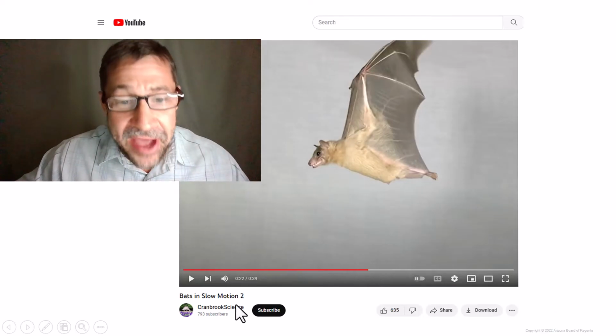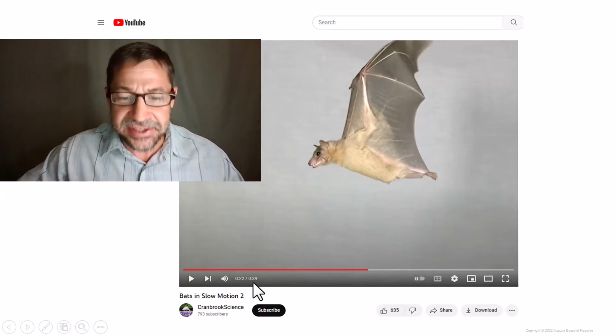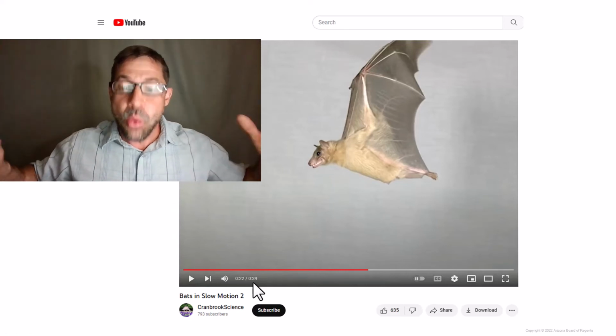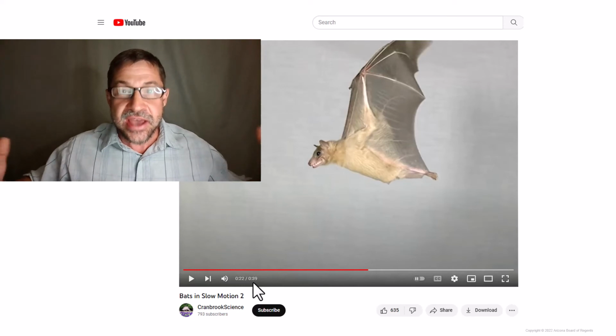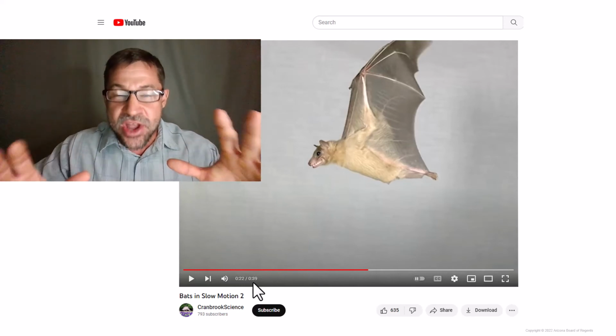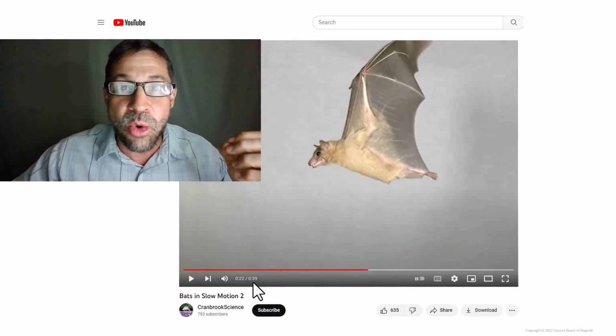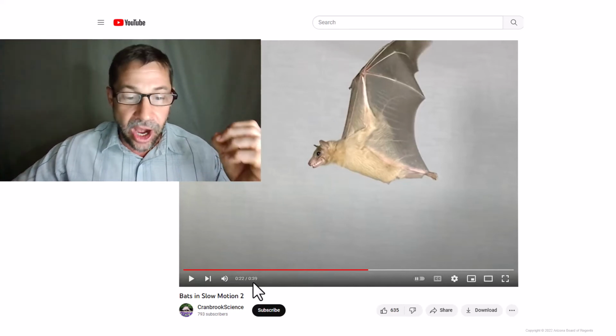So this is a fascinating 39 seconds. It really shows the bat's wing thrusts in slow motion. So really check this out so you can see the mechanics of powered flight in the Chiroptera.